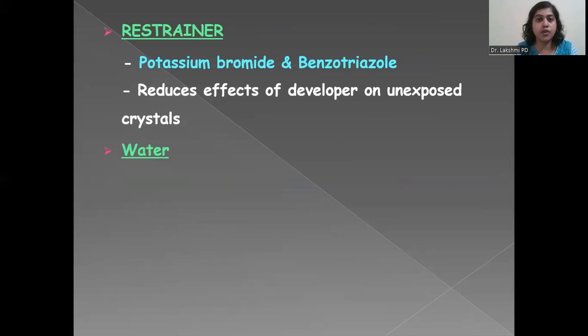Next, we have a restrainer. So I told you initially, developing agents are supposed to be reducing only the exposed silver halide crystals. So the restrainers prevent any change of unexposed silver halide crystals into black metallic silver. The restrainer used in developing solution is potassium bromide and benzotriazole. So it reduces any effects of this developing agent, that is the reducing agent, on unexposed silver halide. And like I mentioned, all these are water soluble compounds, and the developing solution is a water soluble solution, and hence we have water as a fifth component.